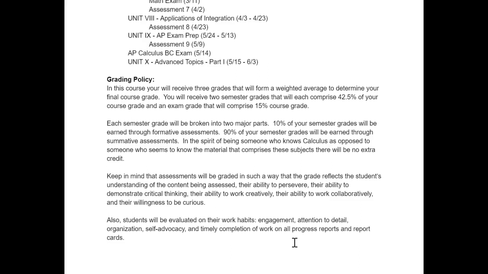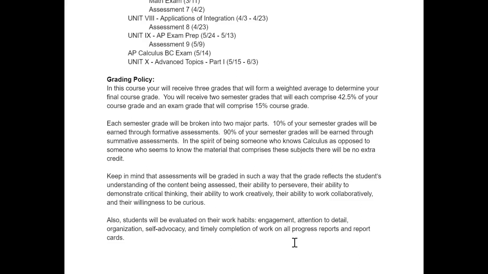The semester grades themselves are broken into 2 parts. 10% of the grade is from formative assessments, which are quizzes and smaller things that are designed to help you gain understanding. And the last 90% of your semester grade comes from summative assessments, which are tests. So these are much more substantial, meaty kind of things.